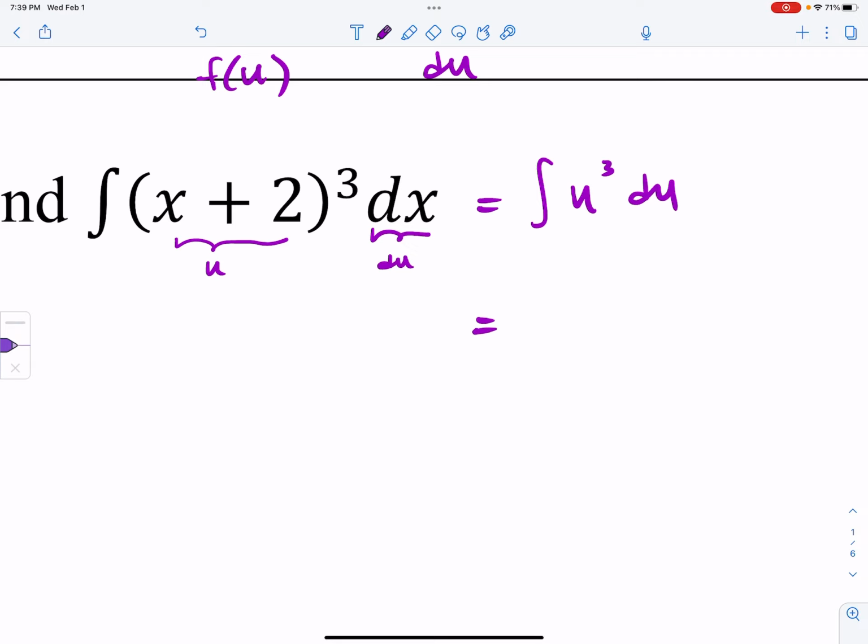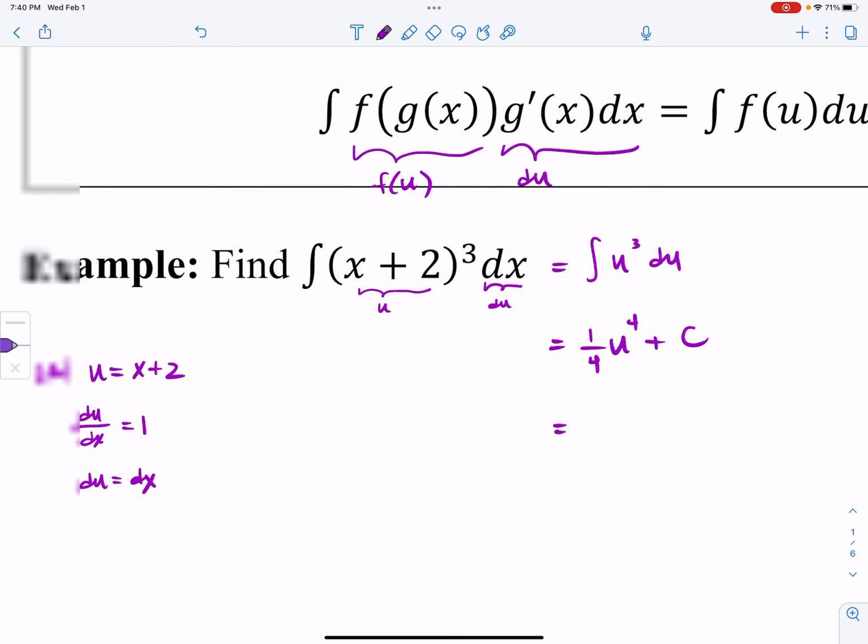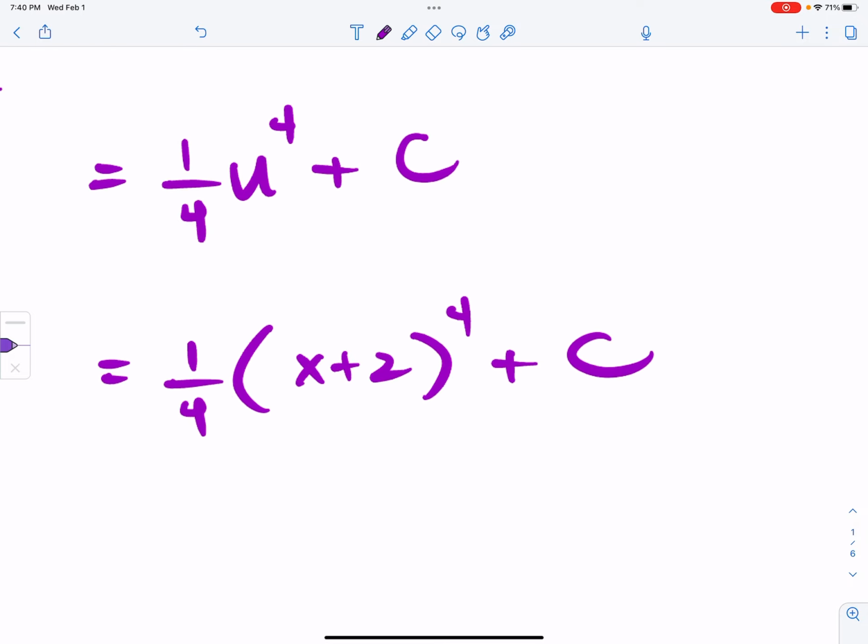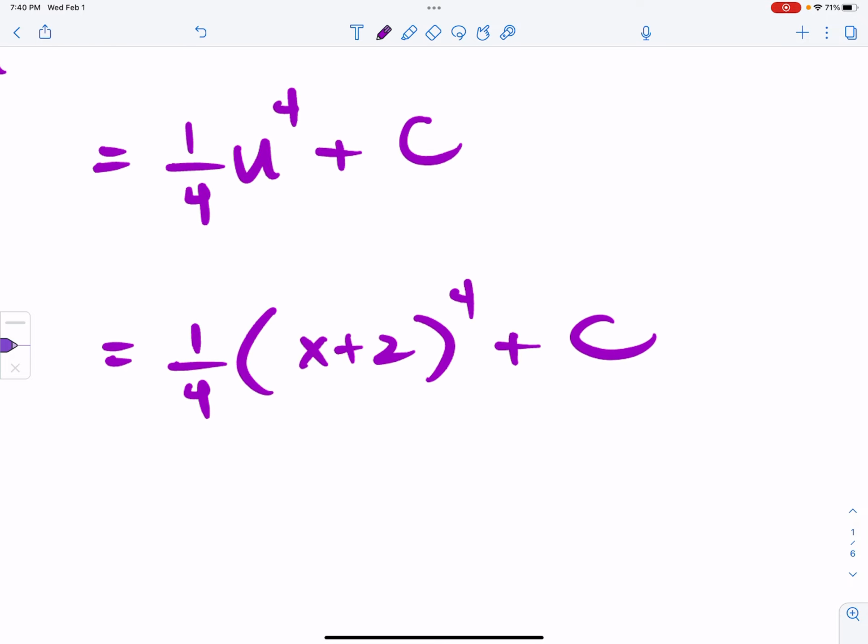And we do know how to integrate that. So then just applying the power rule for integration, that'll be 1/4 u to the 4th, or that can be written as u to the 4th over 4 plus c. This is an indefinite integral. And then our last step is just going to be to substitute what we let u equal back in. So 1/4 times the quantity x plus 2 to the 4th plus c. So that's what this indefinite integral is equal to.